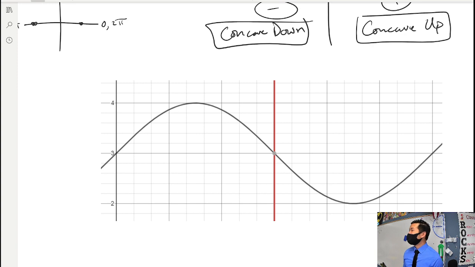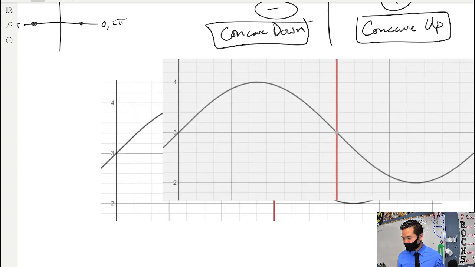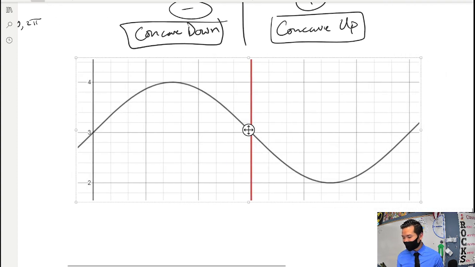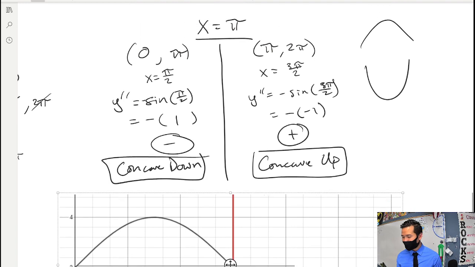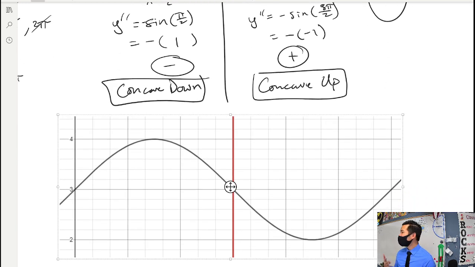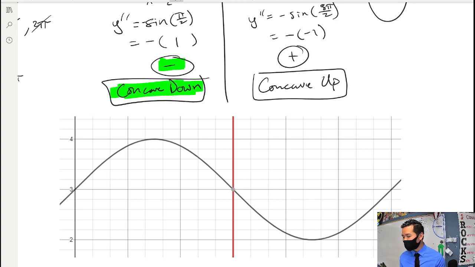So, you see the concavity? So check this out. Let me line up this right here with our region that we just found. We found that when x equals pi, we have this little point right here where the second derivative changes sign from positive to negative, right? The second derivative was negative, which means the graph should be what? Concave... look at the graph. From 0 to pi, does it look like it's concave down?